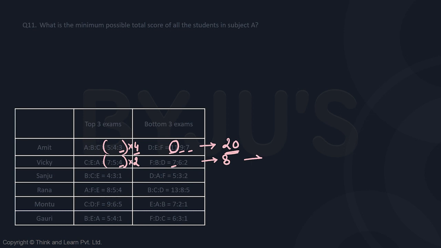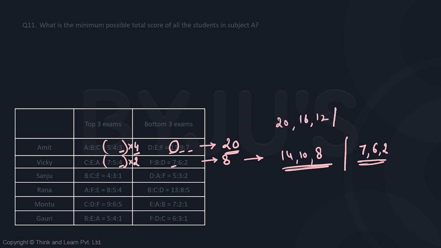Just to make it more clear to you guys, basically we are saying if Vicky has scored 14, 10 and 8 in the top 3 scores, then he can score 7, 6 and 2 in the bottom 3. Similarly, Amit has scored 20, 16 and 12 in the top 3. In the bottom 3, he has scored 11, 9, 7. See, if these numbers are more than 11, 9, 7, they would further increase. We are looking for a minimum possible. So therefore, we are just keeping it there only.